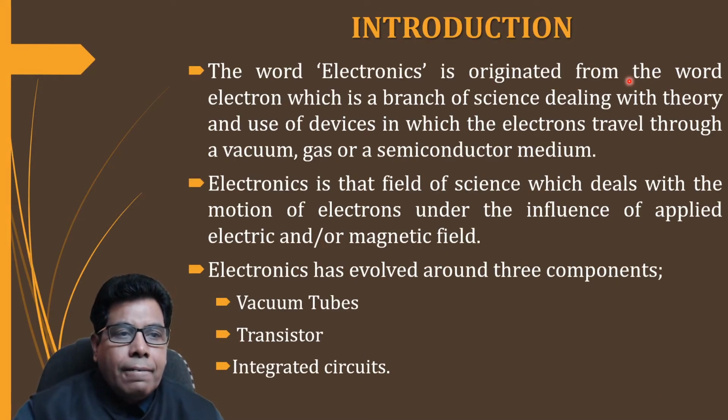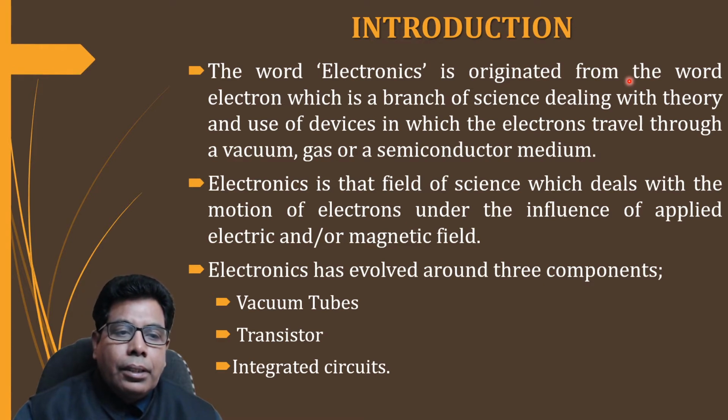Now, the word electronics actually originated from the word electron. Electronics is a branch of science dealing with theory and use of devices in which electrons travel through vacuum, gas or a semiconductor medium. So these are the different mediums in which the electrons travel, and electronics is the field of science which deals with the motion of electrons under the influence of applied electric or magnetic field.